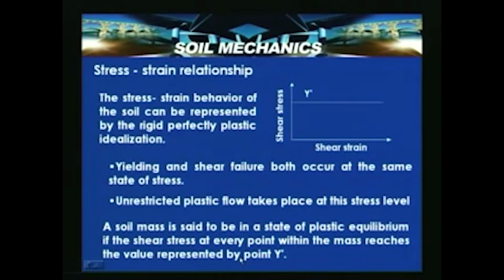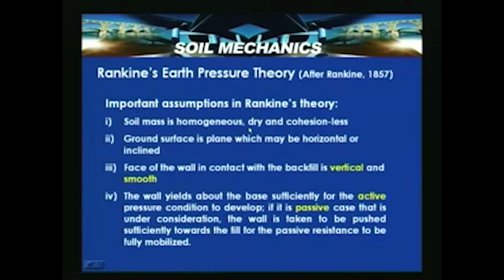This plastic equilibrium can arise if there is a movement of the wall either away from the fill or towards the fill. If the wall is at rest, then elastic equilibrium conditions prevail. That is what we discussed, and we defined that as the coefficient of earth pressure at rest, K naught. Rankine's earth pressure theory was postulated by Rankine in 1857, and he made the following assumptions. The soil mass is assumed to be homogeneous, dry and cohesionless. That is the first assumption put forward by Rankine.